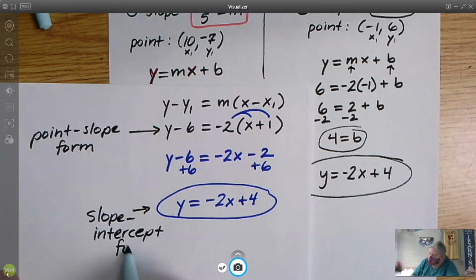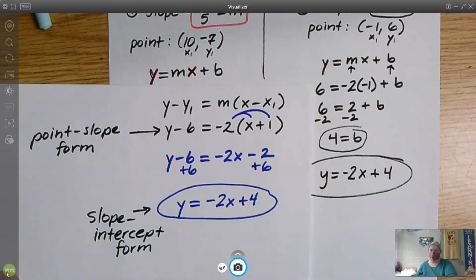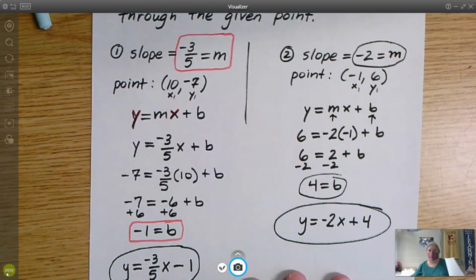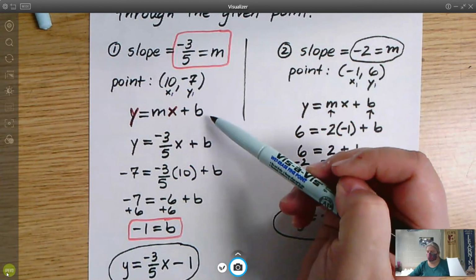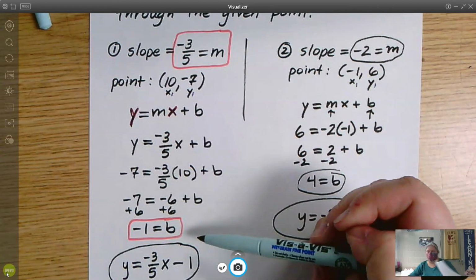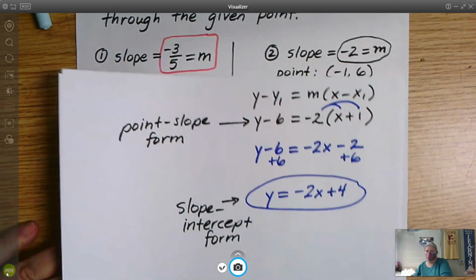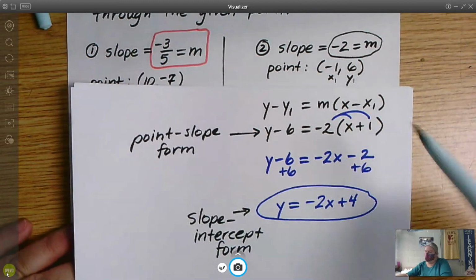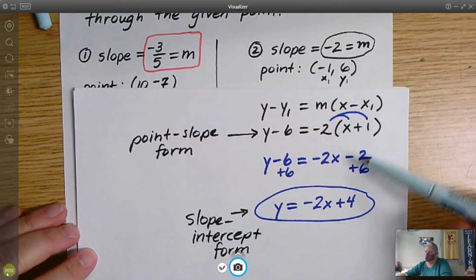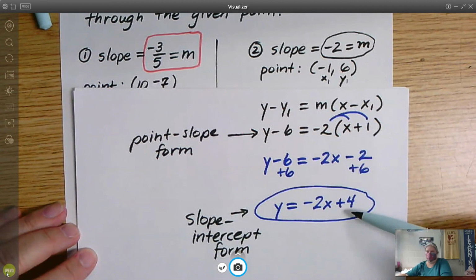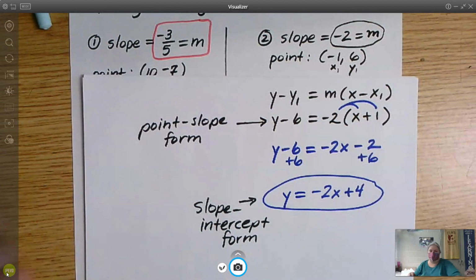So either way, you can end up at slope-intercept form. You can just stick with slope-intercept form the entire way, which was what we did on this one, or you can go ahead and find it in point-slope form and then change over from point-slope form to slope-intercept form. Both ways work just as well.